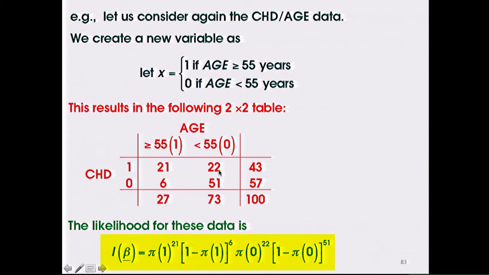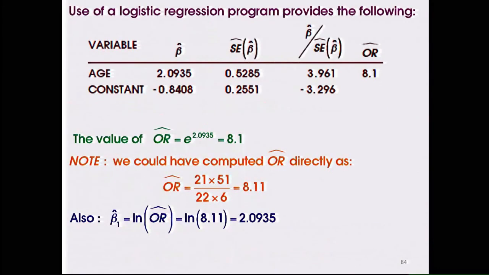And so on. We have 22 people who did not have the risk factor but did have the disease, so it's pi of 0 to the 22nd power. And finally, 1 minus pi of 0 to the 51st power is the people who didn't have the risk factor and didn't have the disease. Together, that's 100 terms in the product, and that's what the likelihood function looks like.